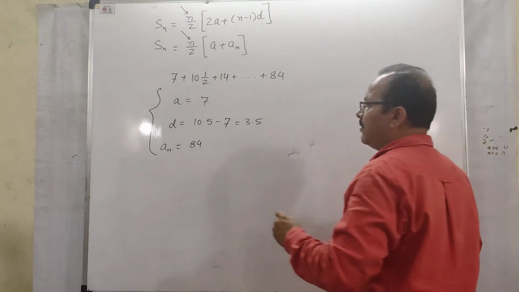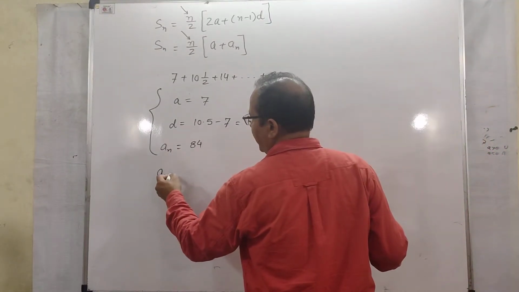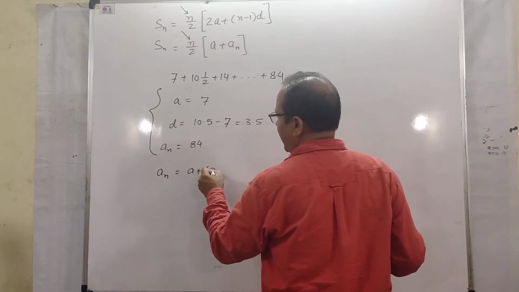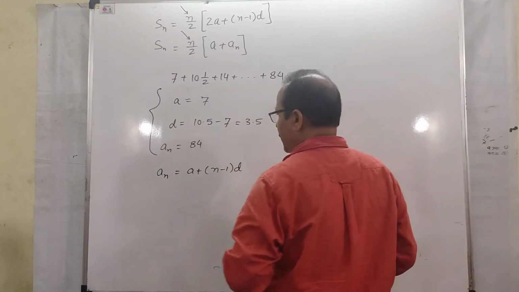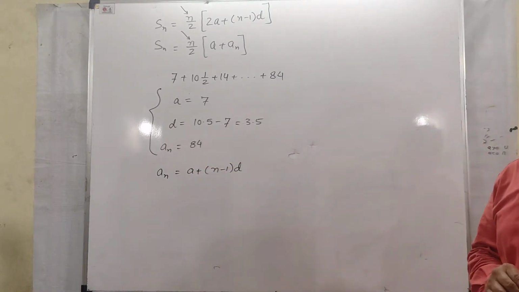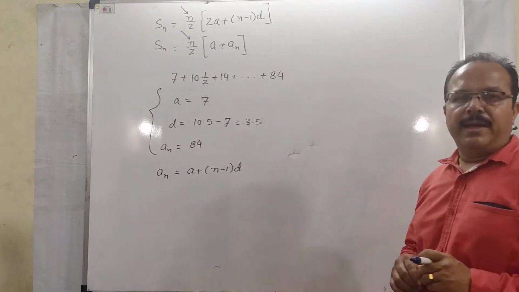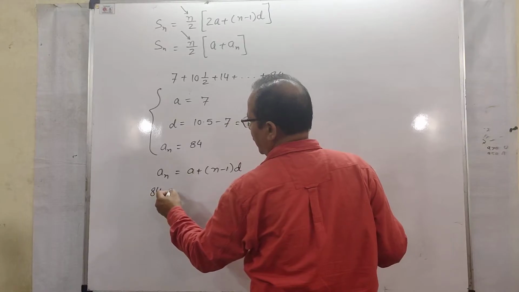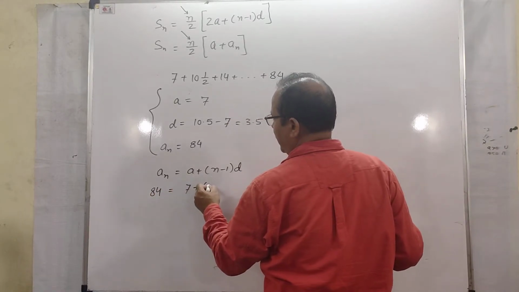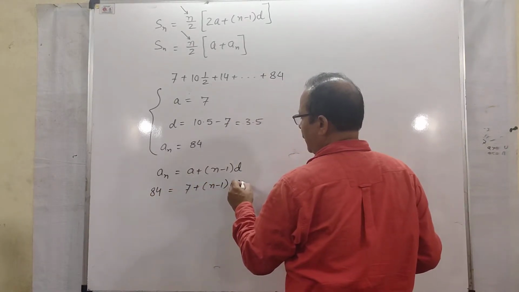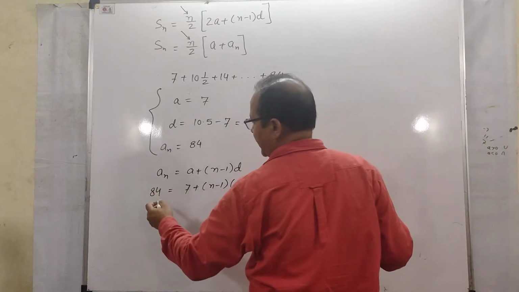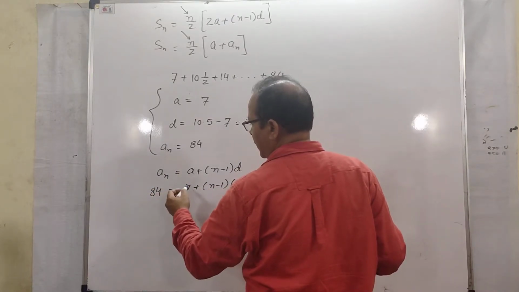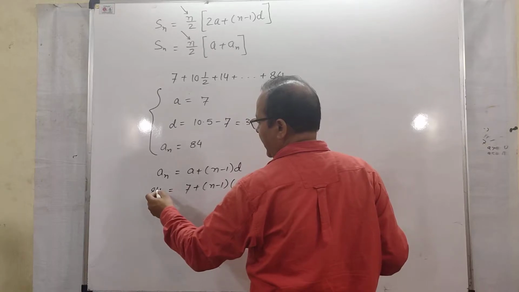So how will you be calculating the value of n? In the last exercise we discussed the formula for calculating the nth term. An is equal to a plus n minus 1 into d. The value of an is 84, the value of a is 7, and the value of d is 3.5. So when this is shifted to that side, what will you be getting?